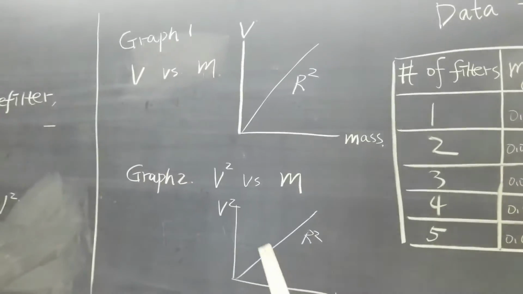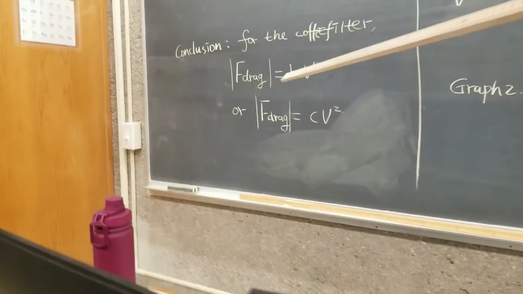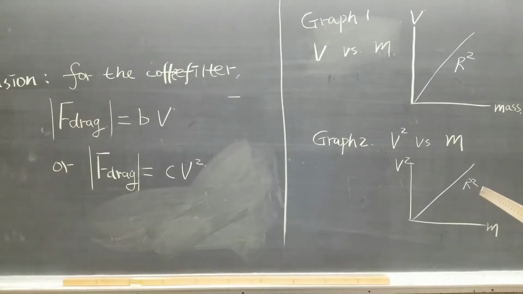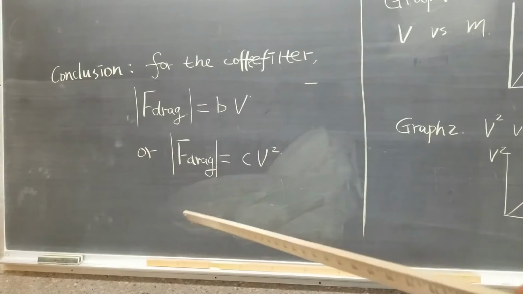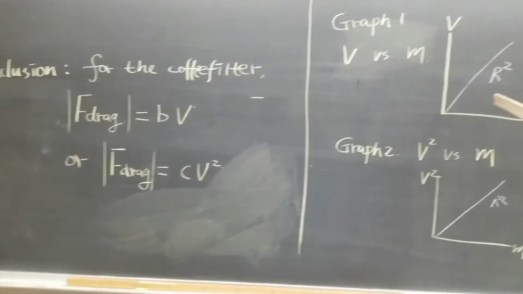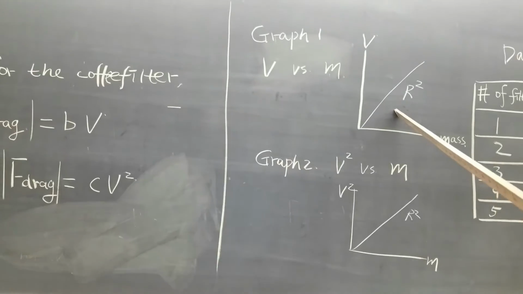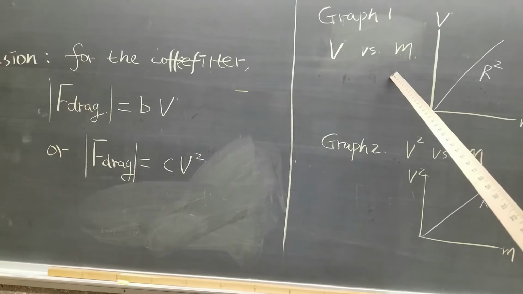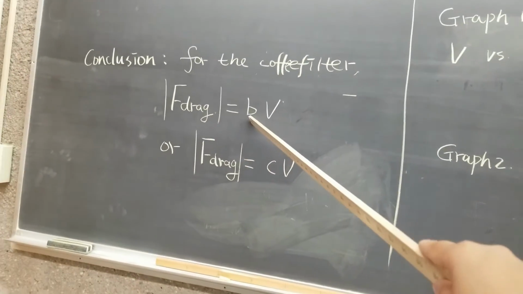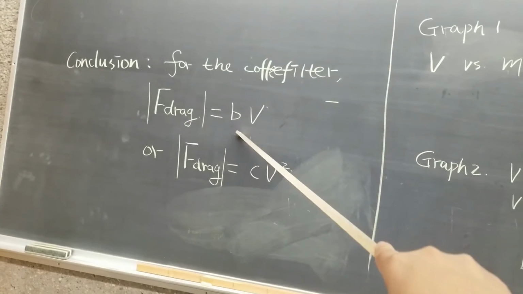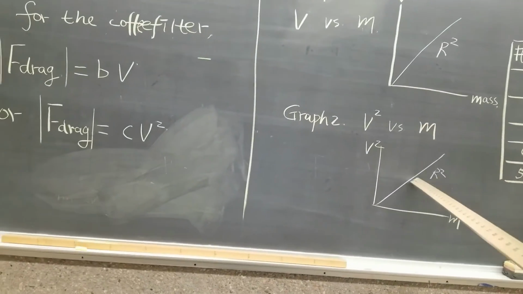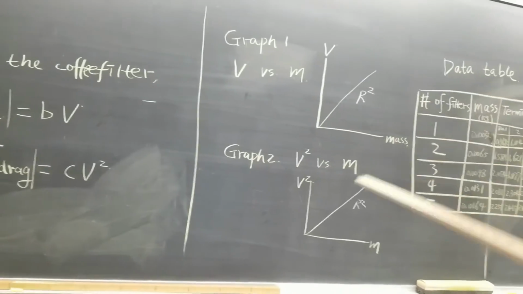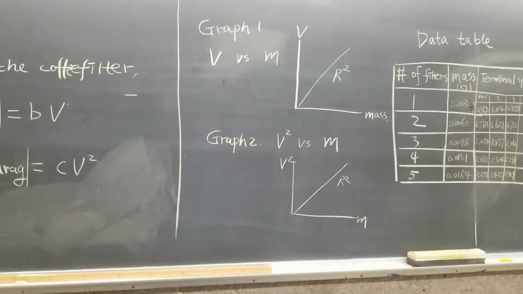Based on that, you can make the conclusion. Whichever plot has the greater R squared, that's going to be our drag force equation. For example, after you get this data, if R squared for the first plot is better than this one, that means this one is more linear, and therefore you will choose this equation. For the coffee filter, the drag force follows this equation. But if the R squared is greater for this one, it will follow the second one. So the conclusion is based on your graph, based on the value of R squared.